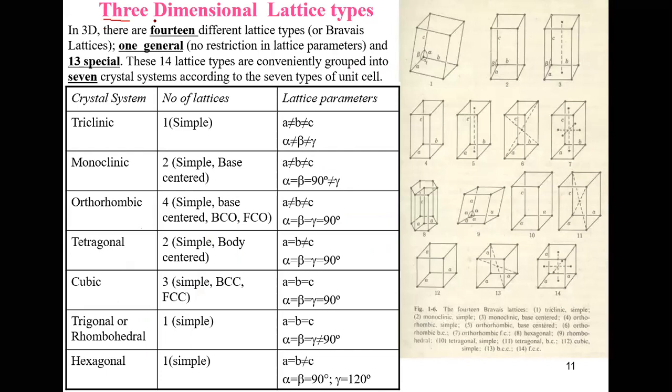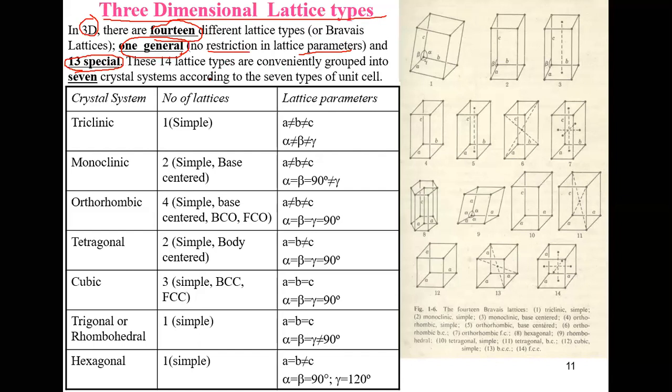As I mentioned earlier, there are 14 different types of Bravais lattices in 3D, and among them, like in 2D, there is one general. One general means there is no restriction in lattice parameters. That means it can be any A, any B, any C, and there is no restriction in interfacial angles as well. And there are 13 special, so some sort of restriction will be imposed in these cases.